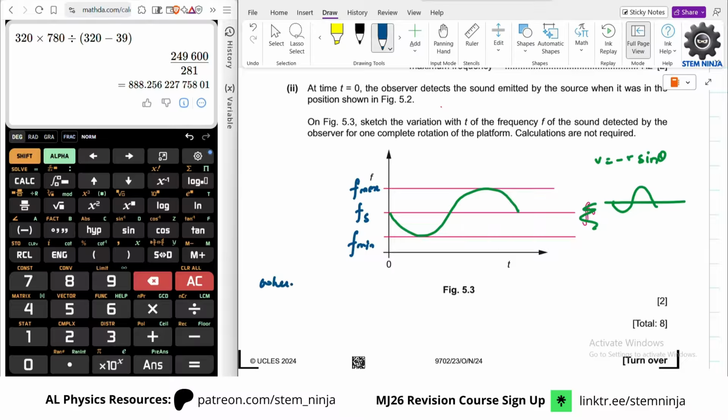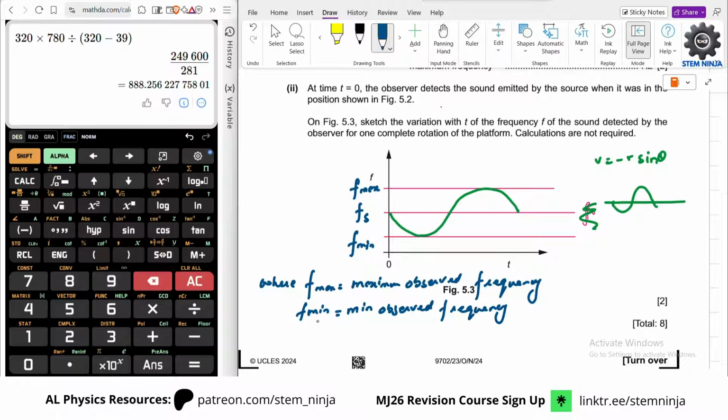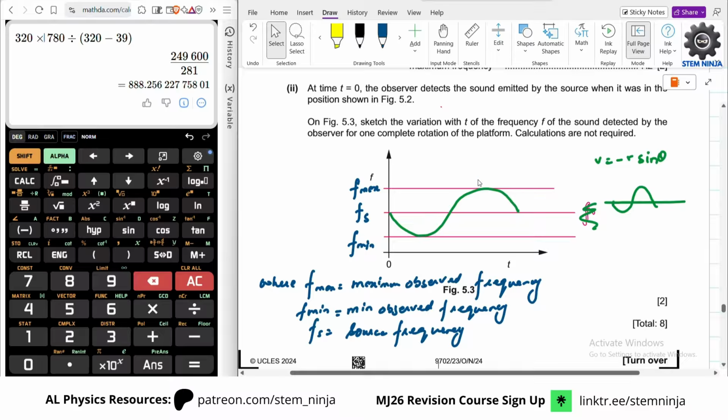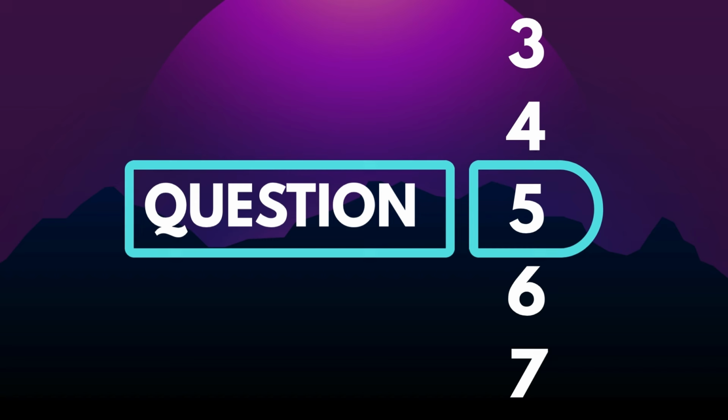where f max is the maximum observed frequency, f minimum is the minimum observed frequency, and fs is the source frequency. Okay, alright, so this is the end of this question. Moving on to the next one.